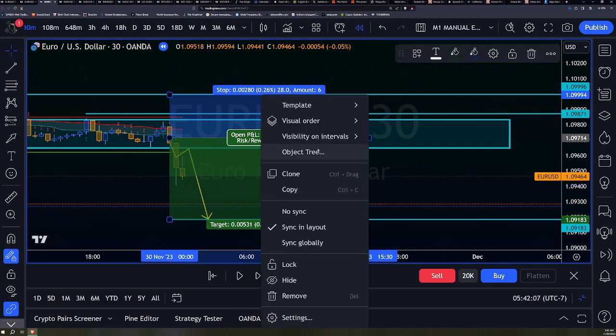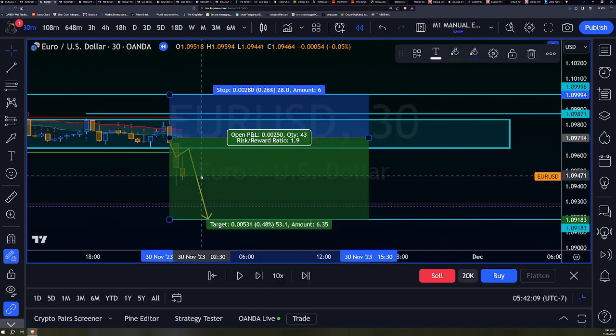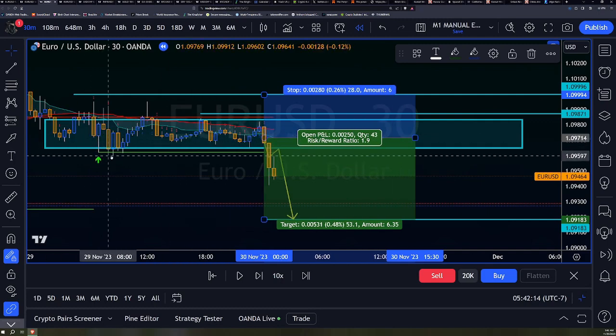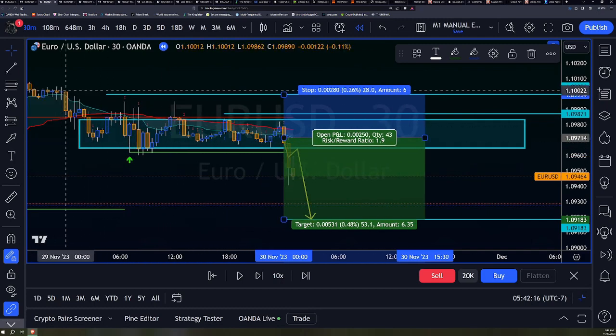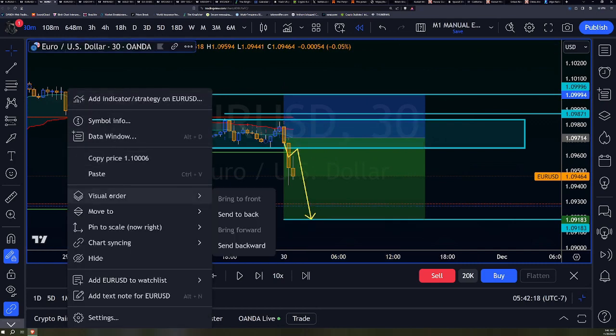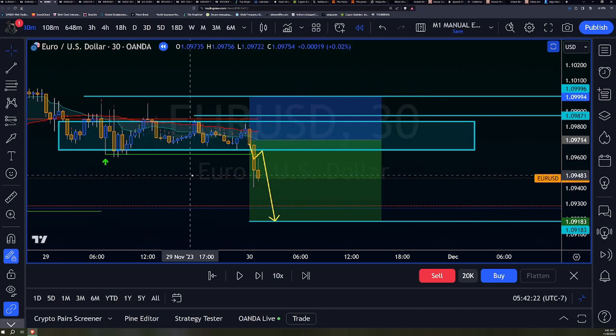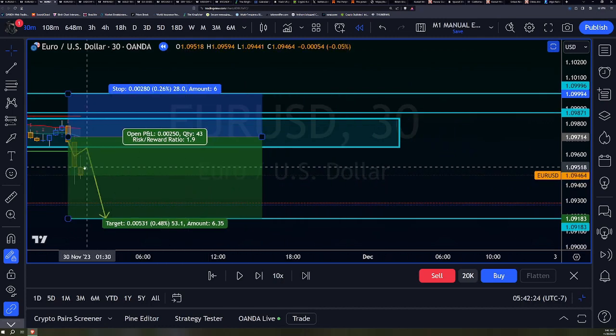Let me move this to the back here. All right, and we'll move the price to the front. Official order bring. Okay, it's supposed to be in the front already. Okay, well, it is at the front. So you see that wick right there, right here.